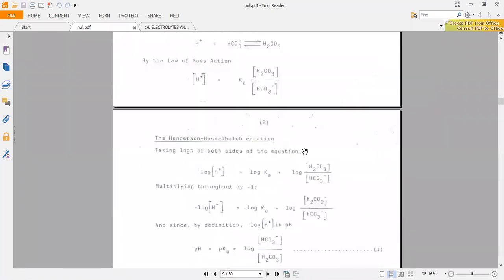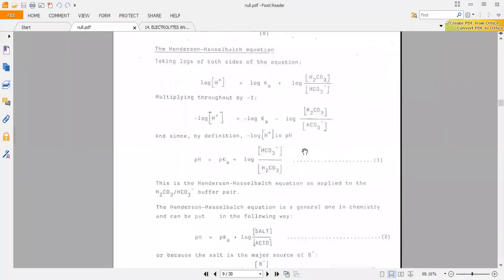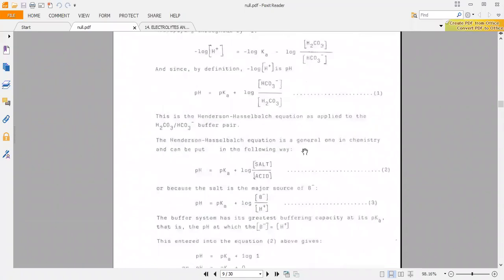So I'm not going to look at all this. I'll just emphasize this equation, which we all know: pH is equal to pKa plus log of salt over acid. The salt here represents the conjugate base. Or if you look at it from this side, the salt is the conjugate base, the acid is the H2CO3.